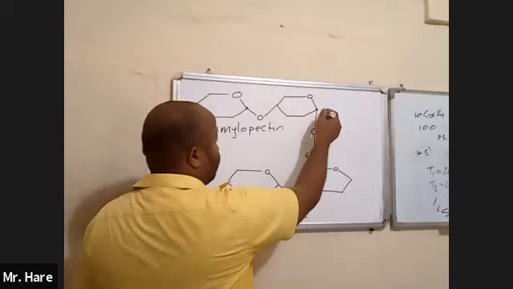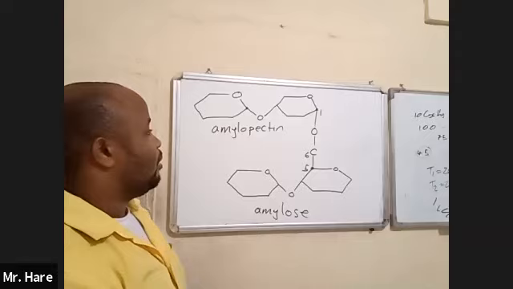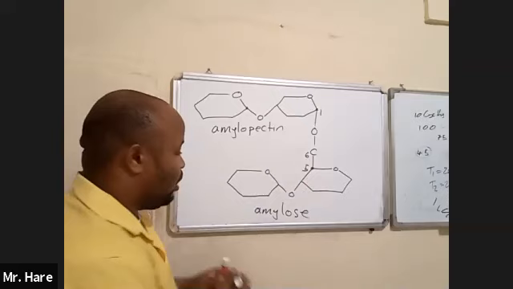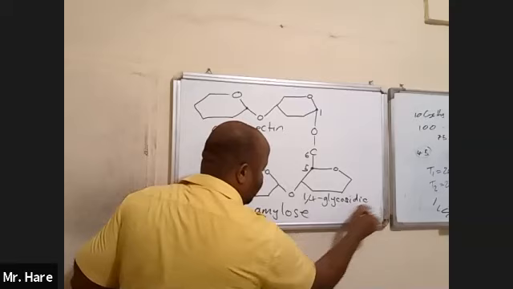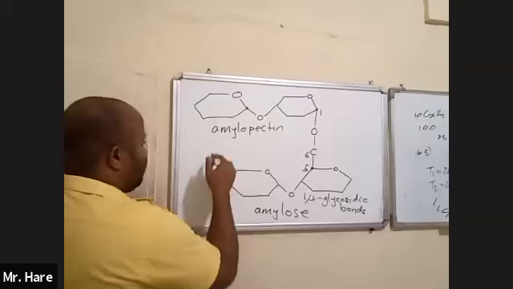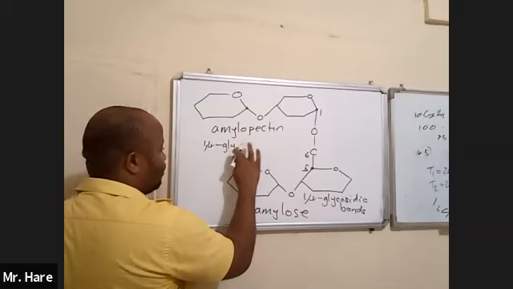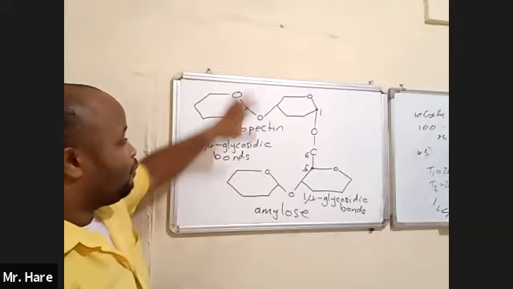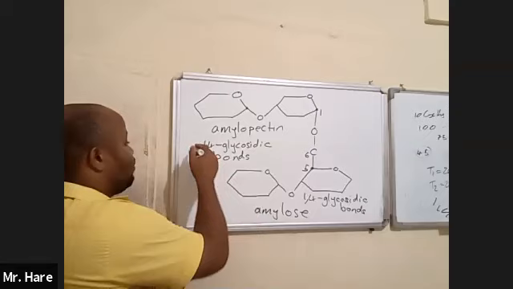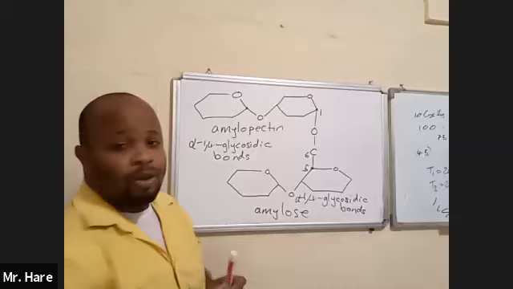So starch is made up of amylose and amylopectin. In amylose, we have 1,4 glycosidic bonds. In amylopectin, we also have 1,4 glycosidic bonds, all right? They're both alpha. However, the bonding at the branch points in amylopectin is 1,6.